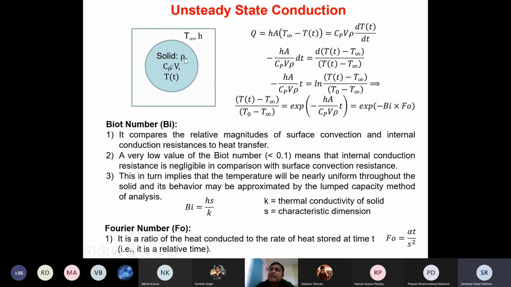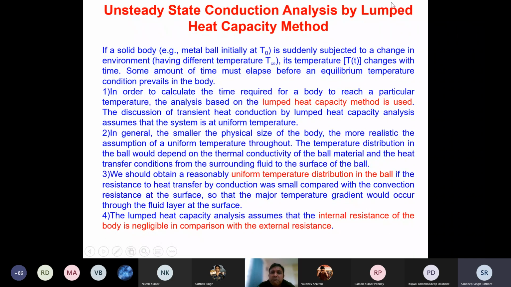Why? Because in that case, you can assume that the gradient between the center and the surface is negligible, and you can assume this entire solid as one single entity with a temperature of T, instead of looking at the temperature gradient from the surface to the center. Okay, and this particular assumption is called the lumped heat capacity method.